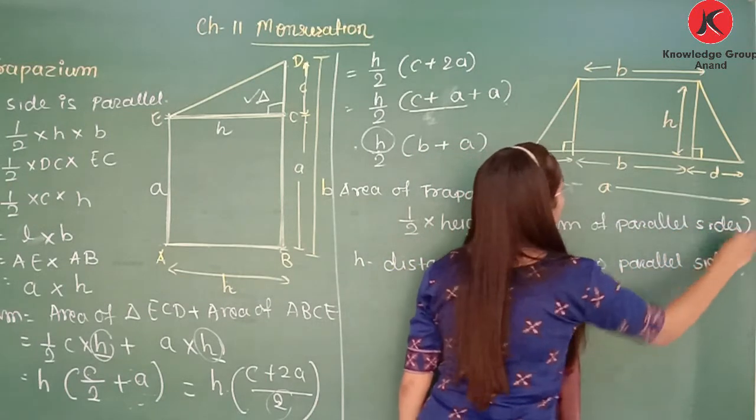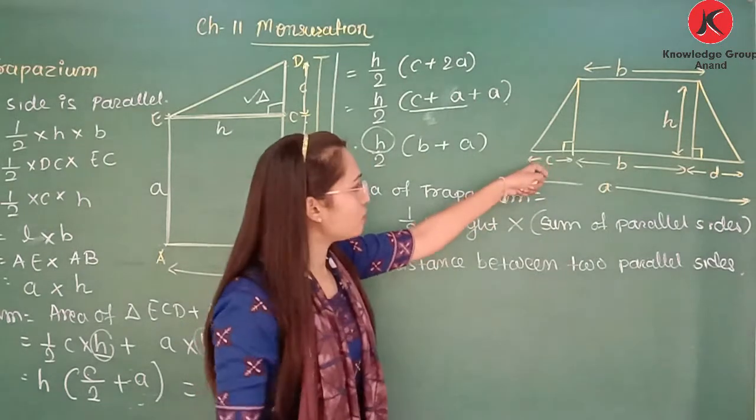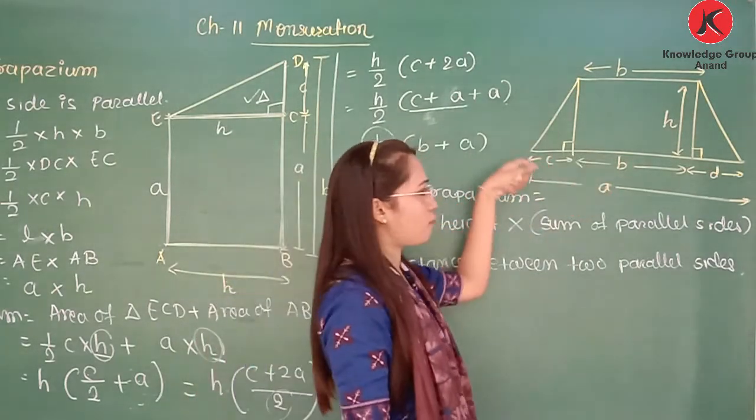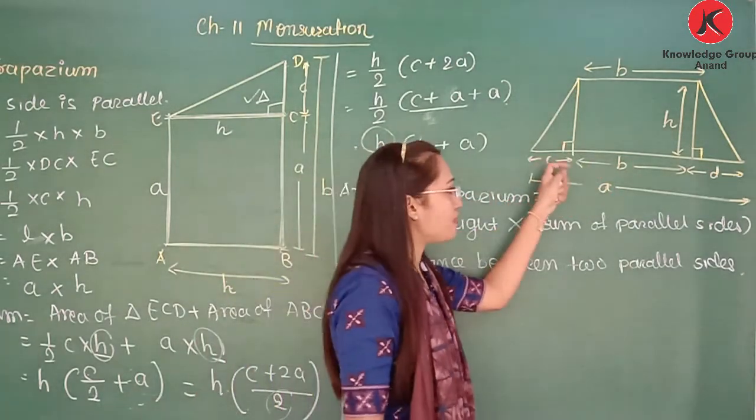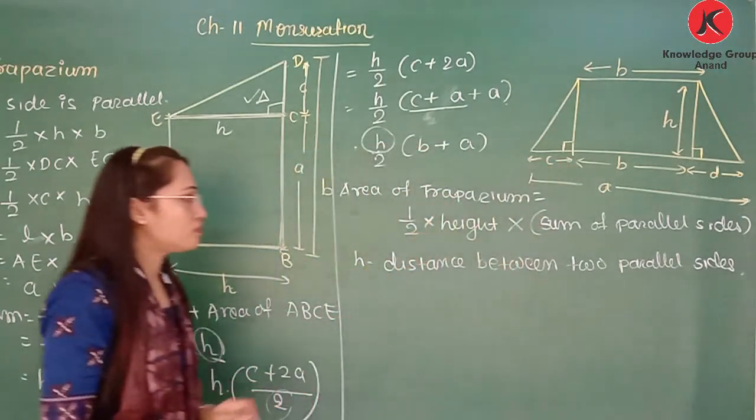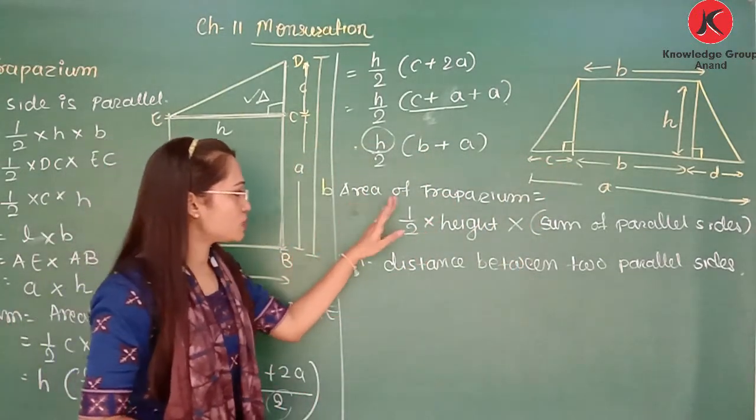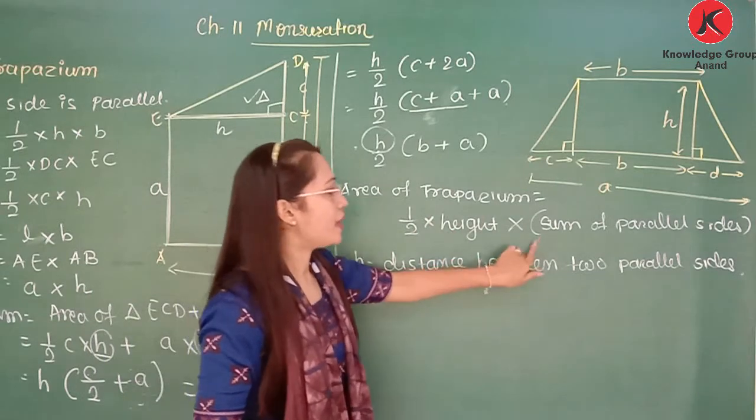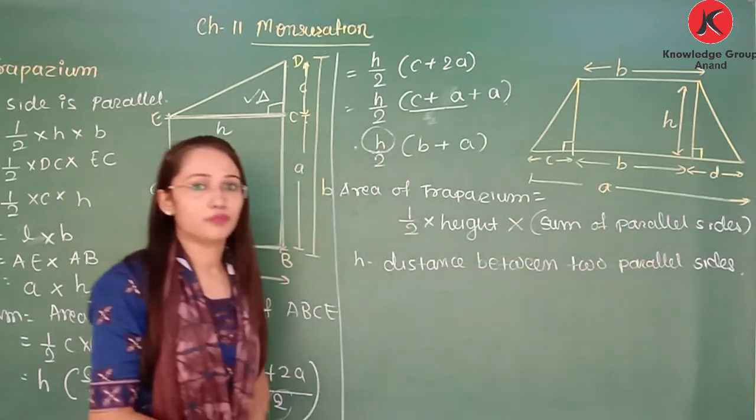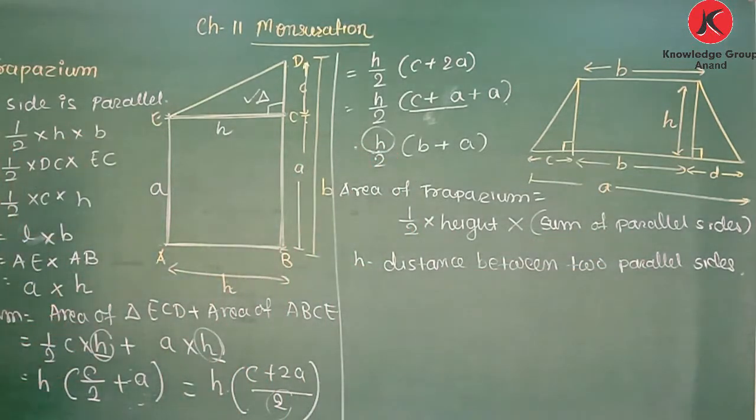Now we will learn how to derive the equation for this kind of trapezium. What we need to remember is that the equation for the area of a trapezium is 1 by 2 height multiplied by the sum of the parallel sides. Let's understand this again.